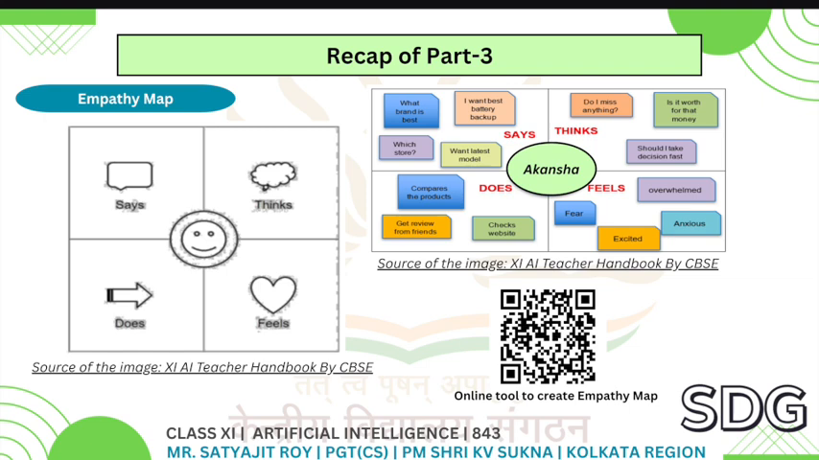Before we start, let us first recap what you've studied in the previous video, that is part 3 of Unit 4. In the previous video, we have seen how to create an empathy map using the online tool, right? How it is useful in our design thinking framework also. If you remember, there are four quadrants in the empathy map. One is what the user says aloud about the problem. Another one is what the user thinks about the problem. Then there is what the user is feeling about the problem. And the last one is what the user is doing about those problems, right?